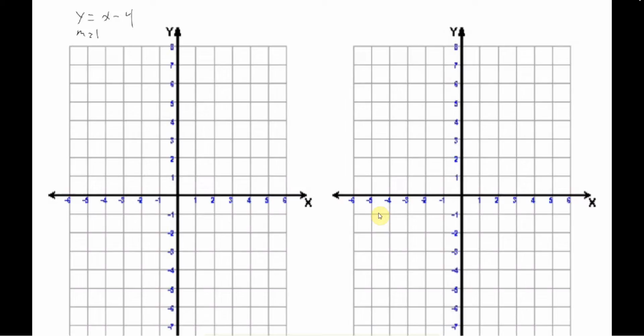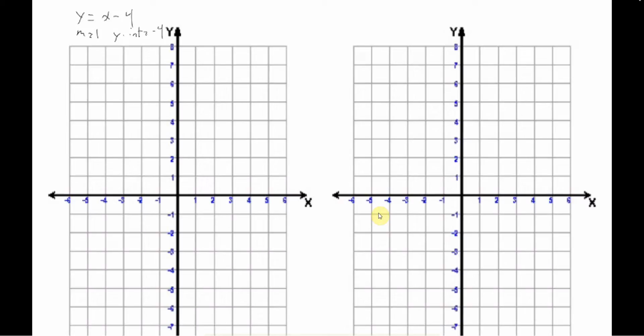Next they say find the y-intercept. The y-intercept is whatever number is being added or subtracted in this equation. So that's -4. So y-intercept equals -4.